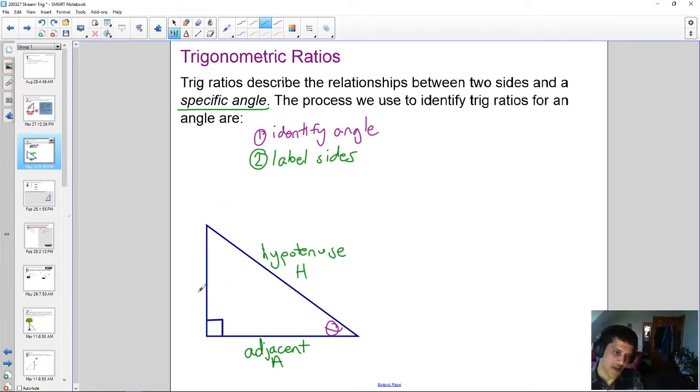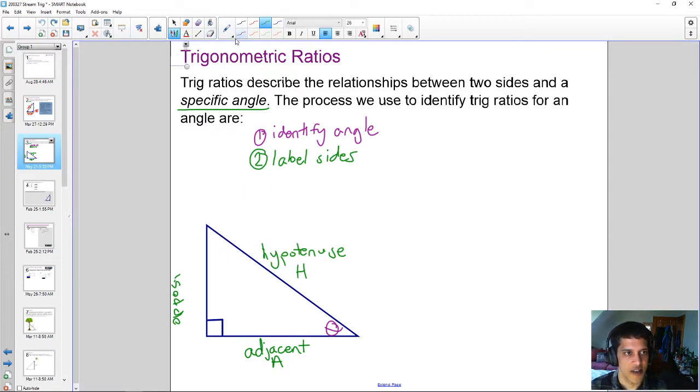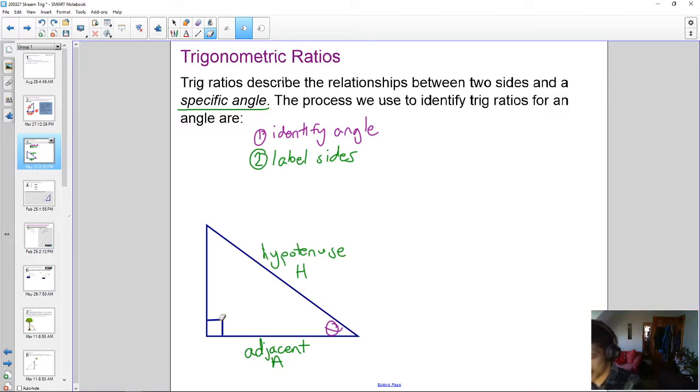Let's see if I can write this sideways a little bit. And that's not gonna work. We'll have to do this though. Oh wow, this is going bad. Nobody's here yet. Okay, cool. I'll just keep going.